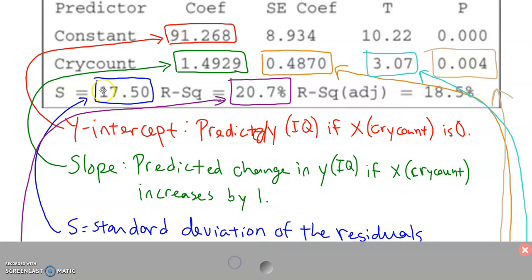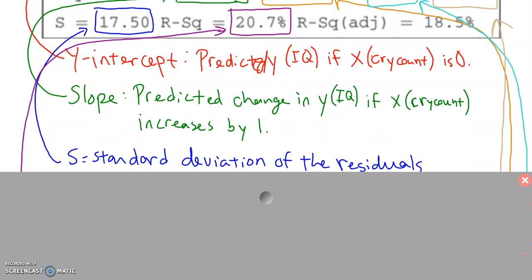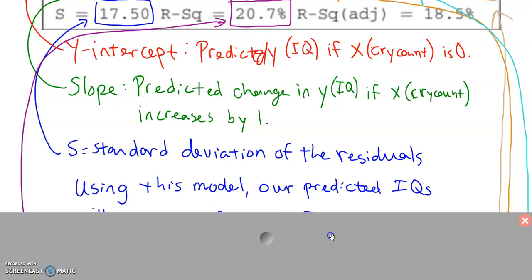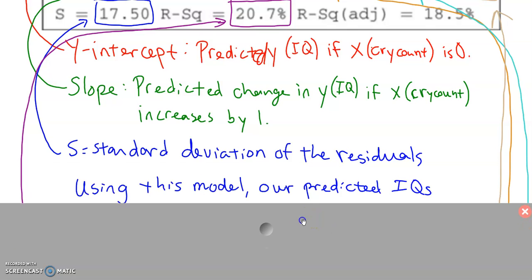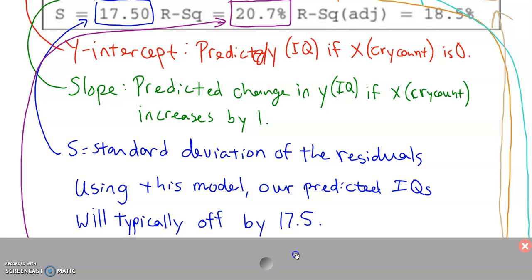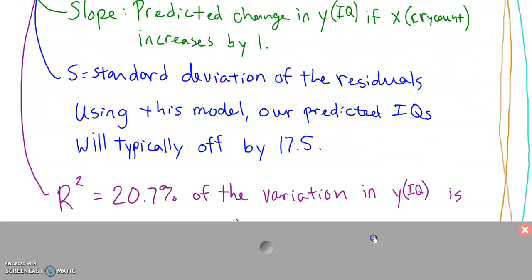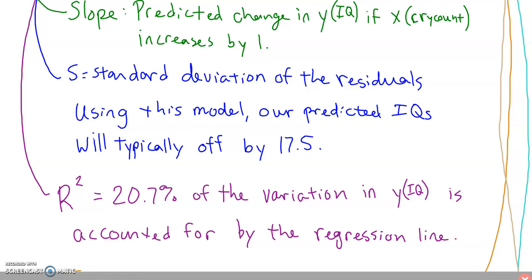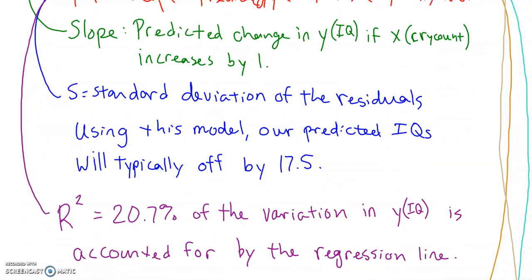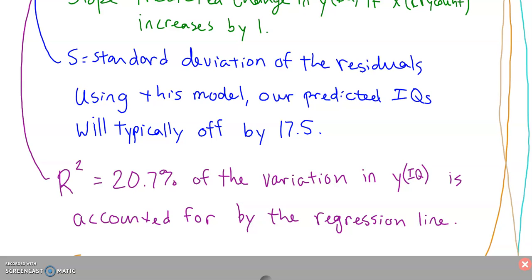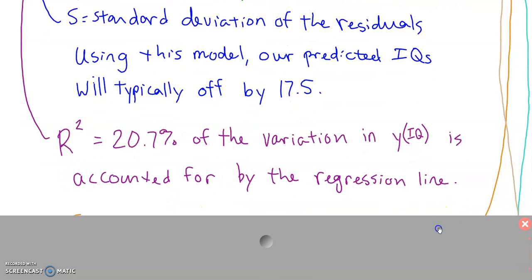Next, that blue number there is S. That's called the standard deviation of the residuals. And what that number means is, using this model, our predicted IQs will typically be off by 17.5. That's how you can interpret standard deviation of the residuals. And then that purple number there is R squared. That means 20.7% of the variation in y, or IQ, is accounted for by the regression line. That's how you interpret R squared.